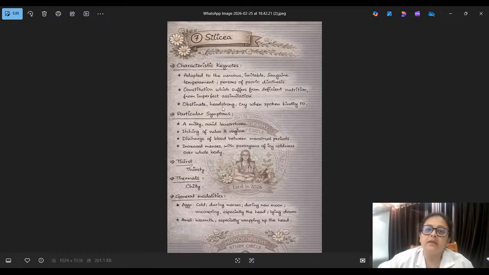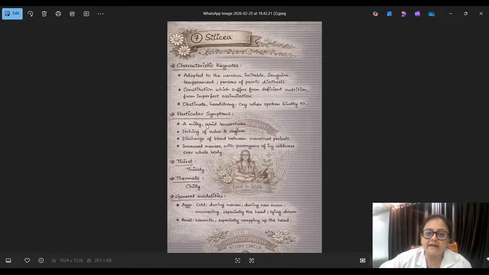Like how the gut is obstinate, even though the food is nutritious, the gut is not ready to absorb. It is obstinate in absorbing the nutrients. The same way, the mental state is also obstinate and headstrong. She cannot absorb. She will do what she feels like doing. That is Silicea. Okay. Particular symptoms.